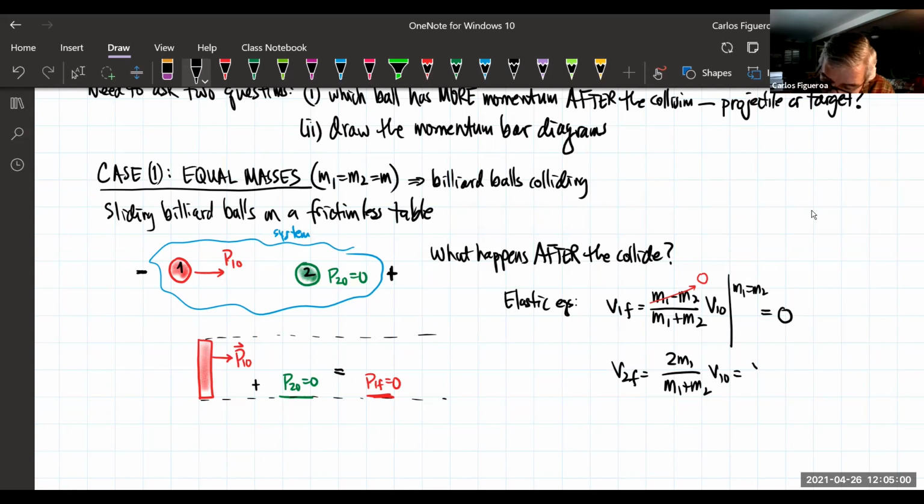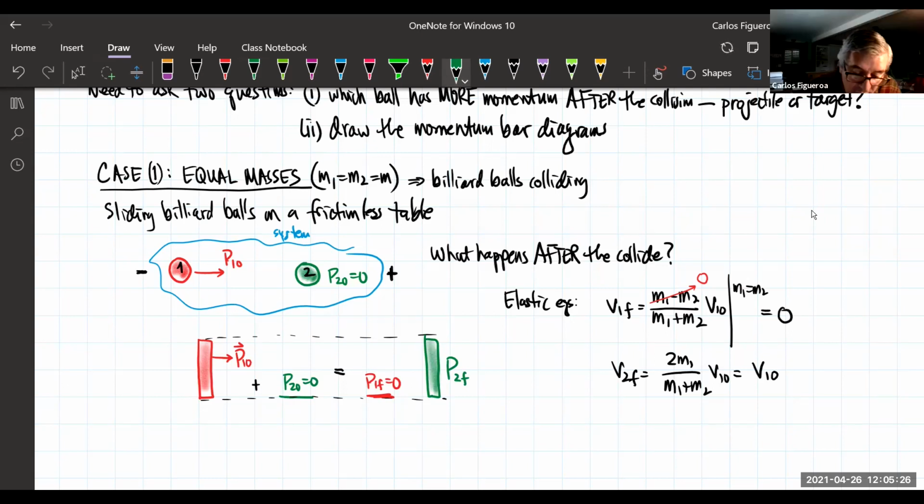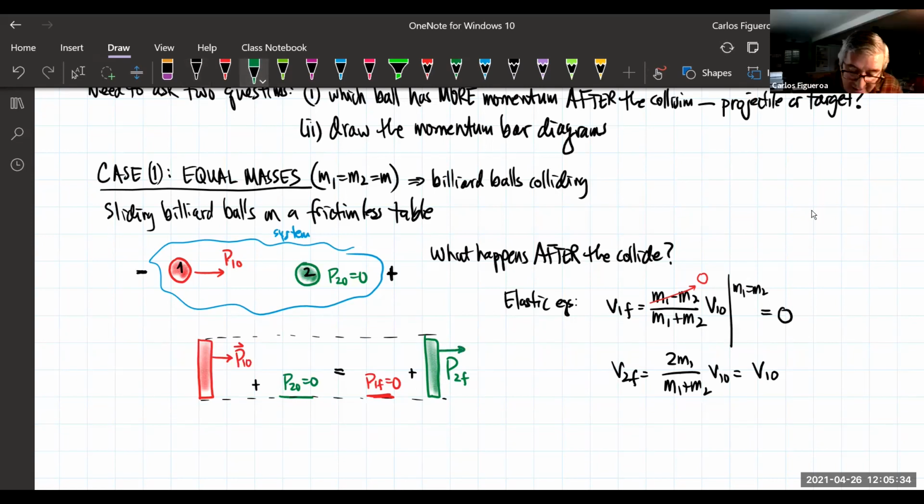So that means that the momentum of the incoming red billiard ball gives all of its momentum to the second billiard ball. Would you draw that in the negative direction? No, it would go to the right. Yes, it's the right, because not only does it have to conserve magnitude, it has to conserve direction too.